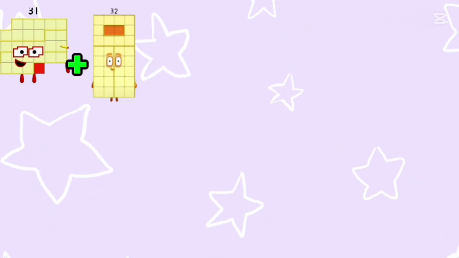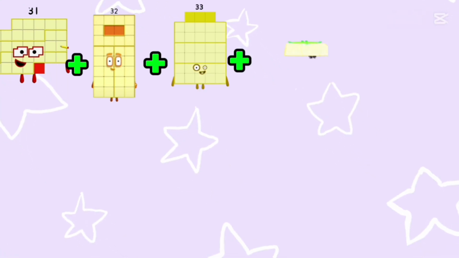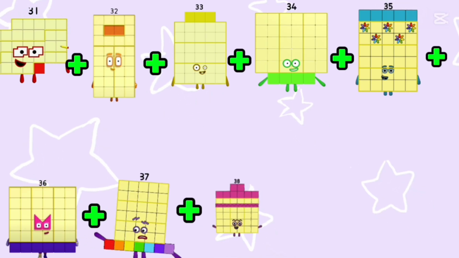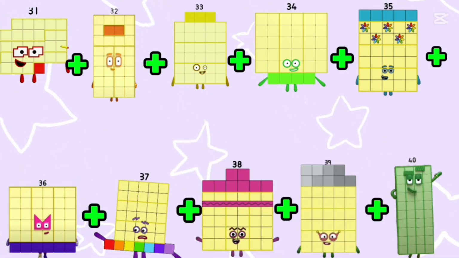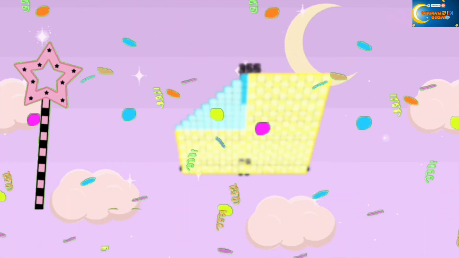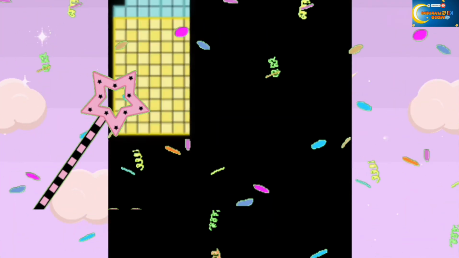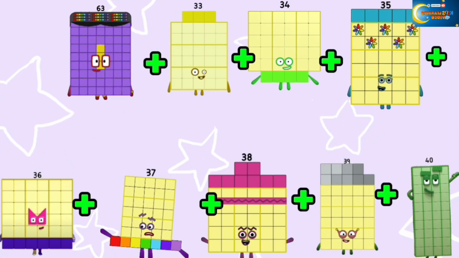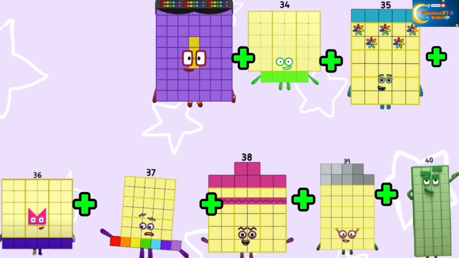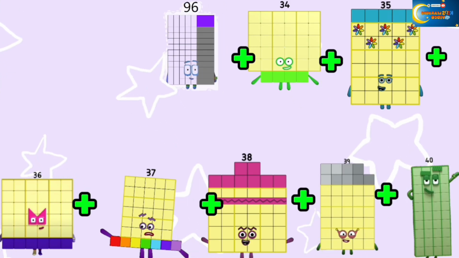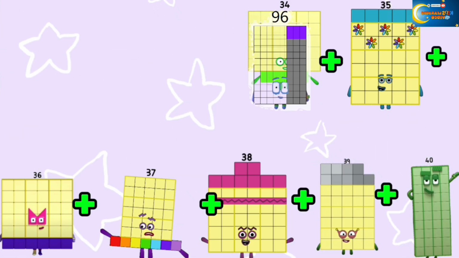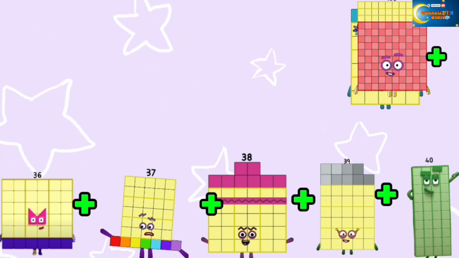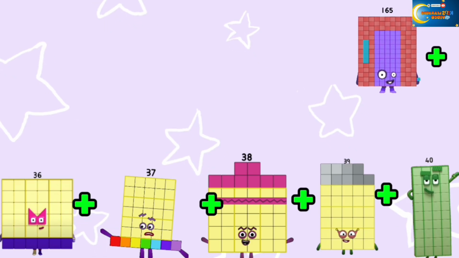31, 32, 33, 34, 35, 36, 37, 38, 39, 40 is equal to 355. Let's repeat again. 31 plus 32 is equal 63. 63 plus 33 is equal 96. 96 plus 34 is equal to 130. 130 plus 35 is equal to 165.